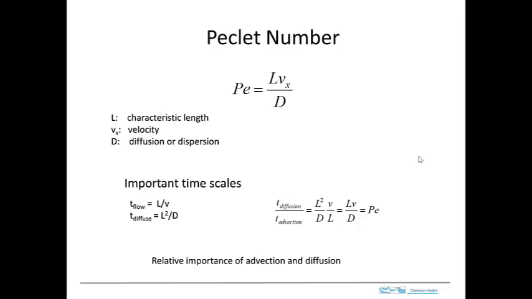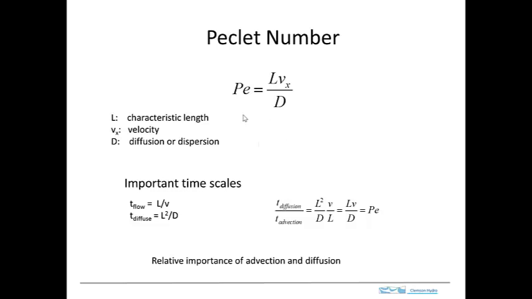The Peclet number is an important dimensionless number for problems involving advection and dispersion. And it's given here. The Peclet number is the characteristic length of the problem times the characteristic velocity divided by the dispersion. And it could be that it's hydrodynamic dispersion, but it could be that it's only diffusion. Sometimes you see the Peclet numbers defined that way.